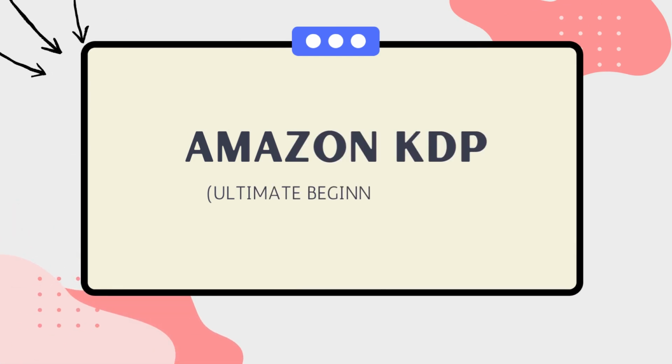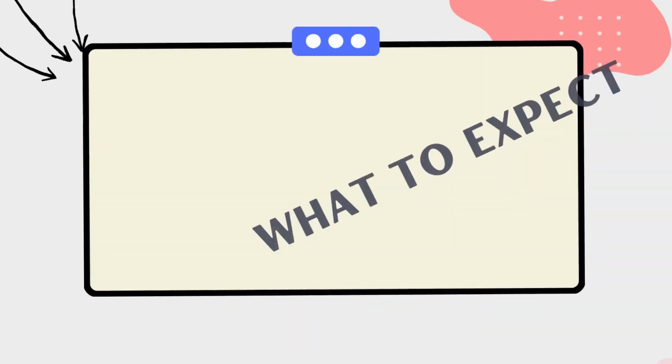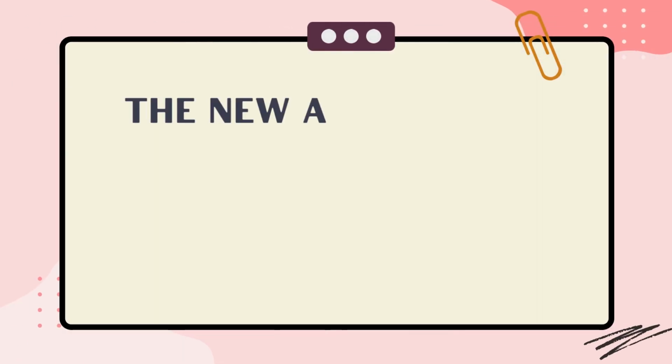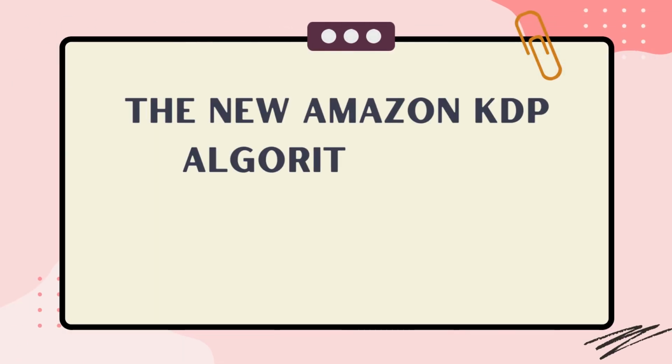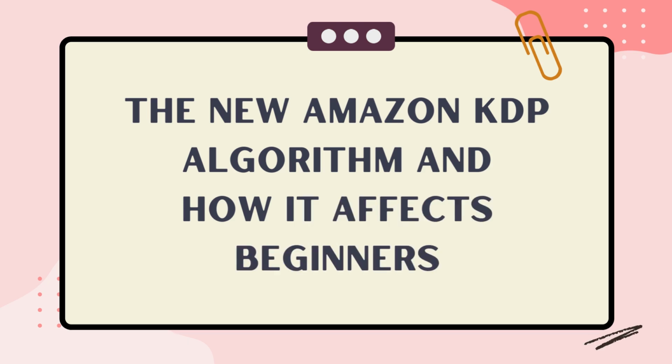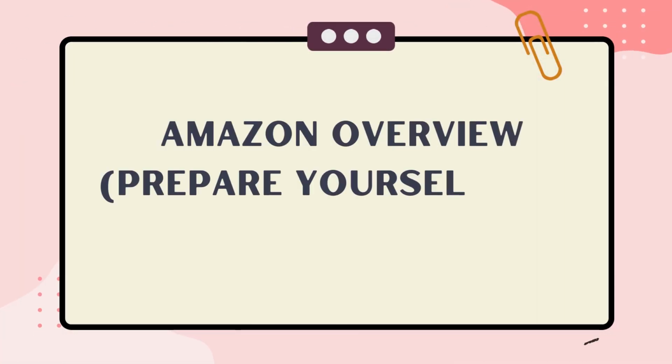So today's video we're going to talk a lot about how to become successful on Amazon KDP, how to earn more money. So in this video there is several information I will be giving. First, we are going to talk about the new Amazon KDP algorithm. Yes, there is a change in the algorithm and you need to be updated. And that way you'll get to know what is obtainable. And I'm also going to walk you through the Amazon interface.